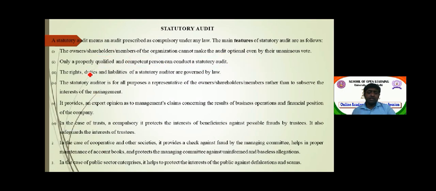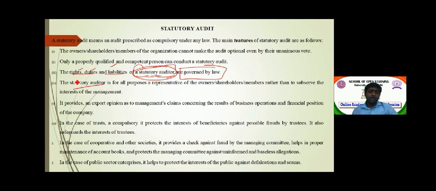All right. Then the rights, duties, and liabilities of a statutory auditor are governed by the law. So ICAI also releases a code of ethics from time to time and informs them that the rights, duties, and liabilities of these statutory auditors are to be considered while they are on the job, auditing the accounts and financial statements of the company.